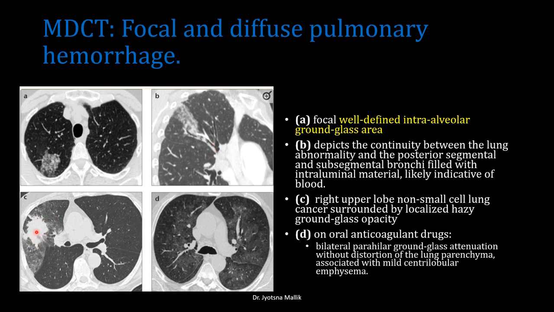Here there is a mass, along with that the peri-lesional hemorrhage is depicted by the ground glass opacity. Here there is bilateral perihilar ground glass opacity because of diffuse alveolar hemorrhage.